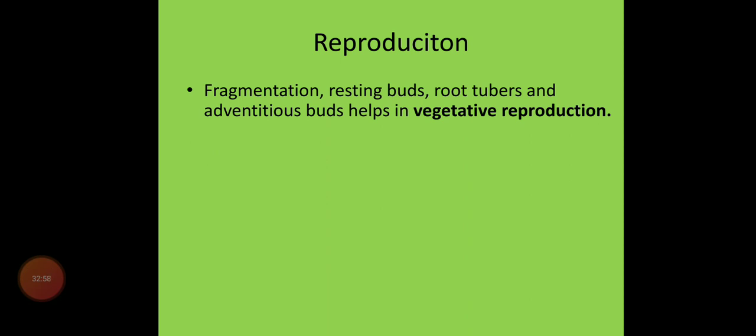Vegetative reproduction includes fragmentation, resting buds, root tubers and adventitious buds; all these methods are observed in Pteridophytes. In fragmentation, a plant body is cut into small pieces, and each piece develops into a new plant body. Resting buds develop from the plant body, mature, detach from the plant, and grow as a new individual plant. Root tubers, like underground adventitious roots, produce small tubular structures called tubers, which develop into a new plant body. These are the vegetative reproduction methods.